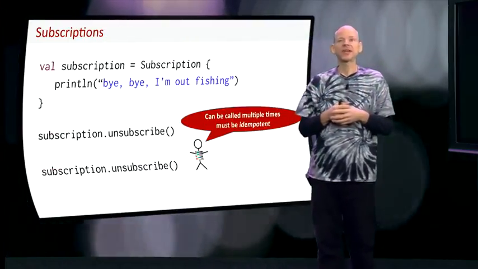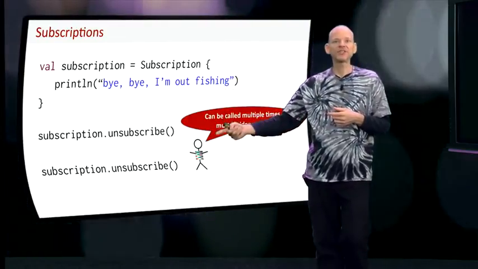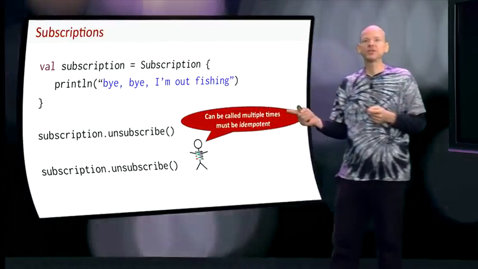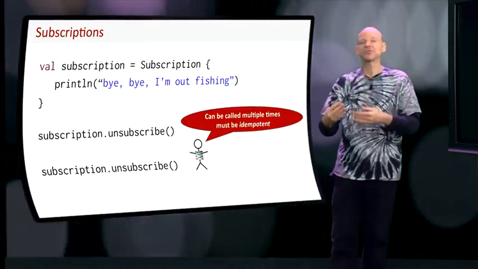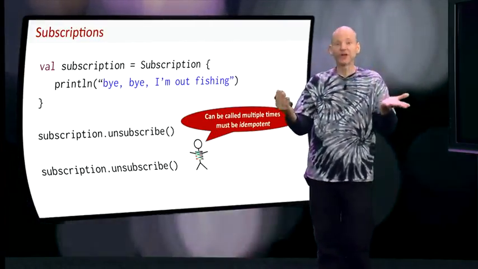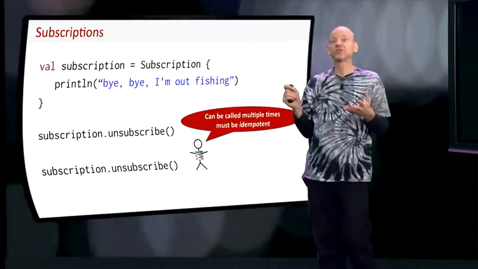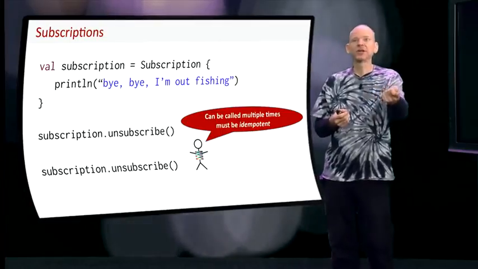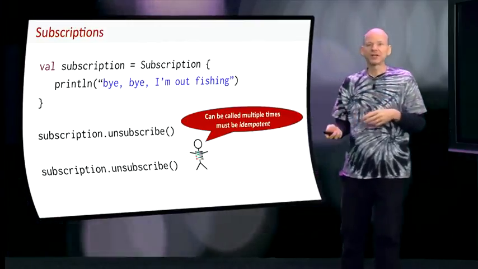Let's look at a concrete example. I create a new subscription. I call unsubscribe. This will print "bye-bye, I'm going fishing". When I call unsubscribe again, it will do nothing. So we assume that subscriptions are idempotent. When you call them, the action happens once, then the subscription is unsubscribed, you call unsubscribe again, and nothing happens. And that's the reason that we have this unsubscribed state, because there's a big difference between a subscription that is still yet to be unsubscribed and a subscription that is already unsubscribed. But typically it's idempotent.